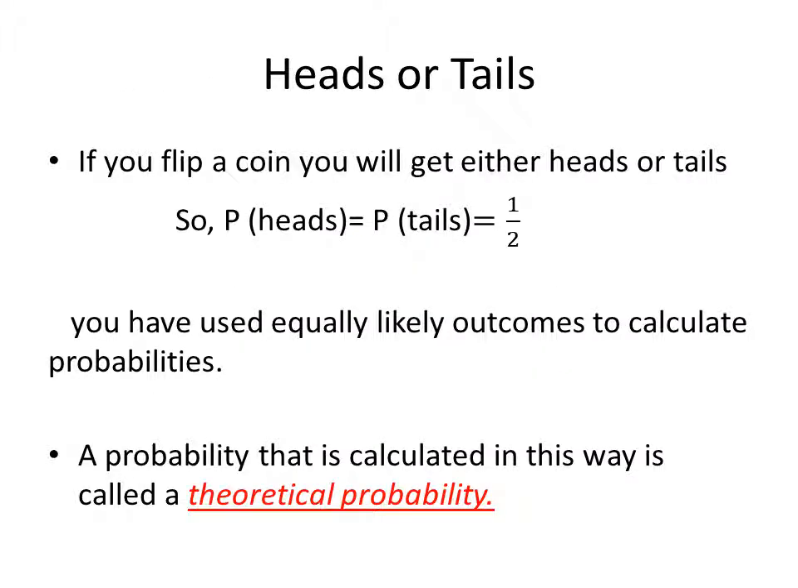Let us remember the meaning of theoretical probability. If you have a coin, the coin has two possible outcomes, either heads or tails. So if you flip your coin, the probability of heads will be equal to the probability of tails, which is half, because it's one out of the two possible outcomes. Here we have used equally likely outcomes to calculate the probabilities. This way of calculation is called theoretical probability.